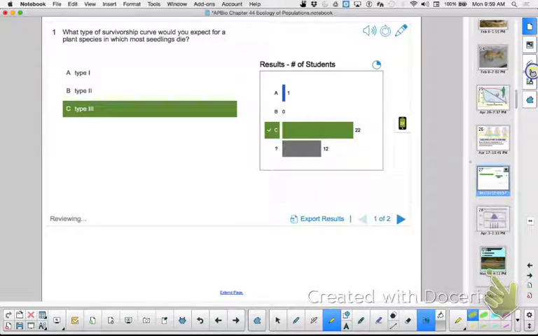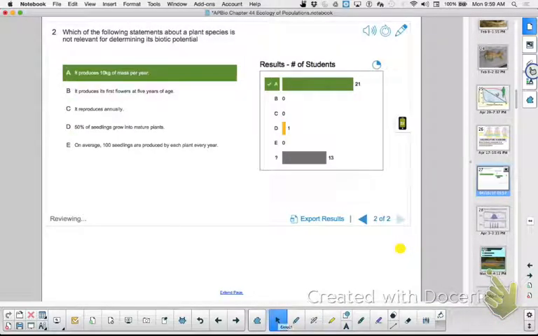Check with your bio buddy and see if they did okay. Did they get C? Because somebody didn't. Look at your bio buddy there. Okay, good. Most of you got that.